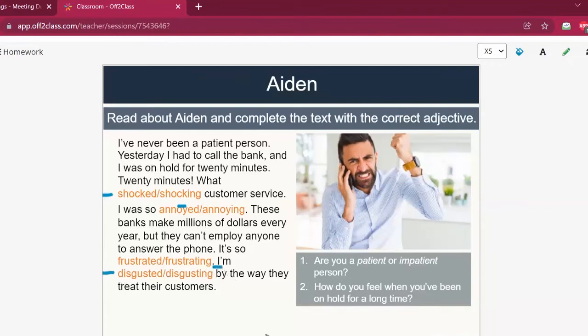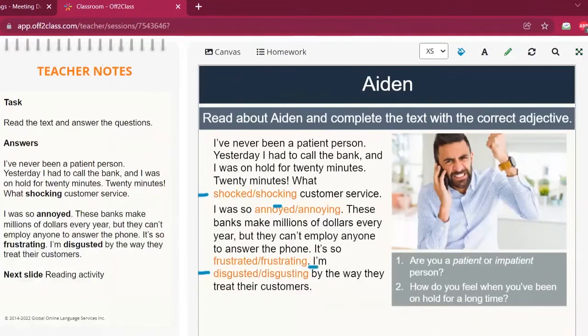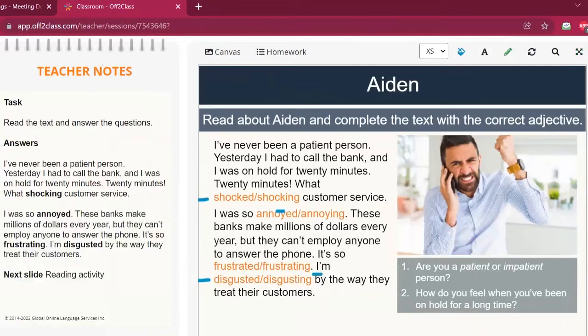So here, are you patient or impatient? Are you a patient or an impatient person? Yes, I'm very patient. Patient, okay. And how do you feel when you've been on hold for a long time? For example, when you call the internet service and they leave you waiting on the phone for a long time. So how do you feel?